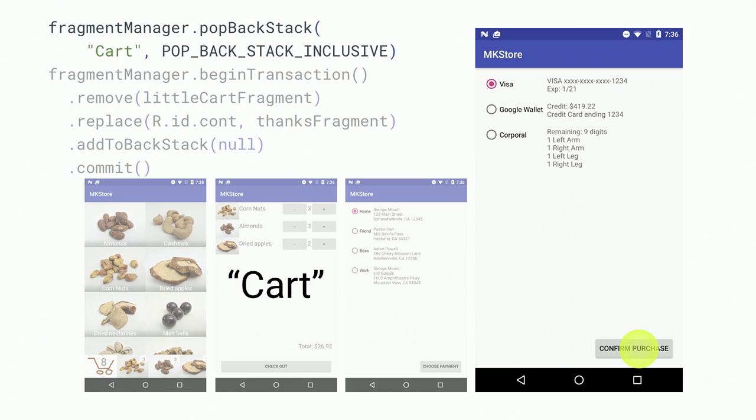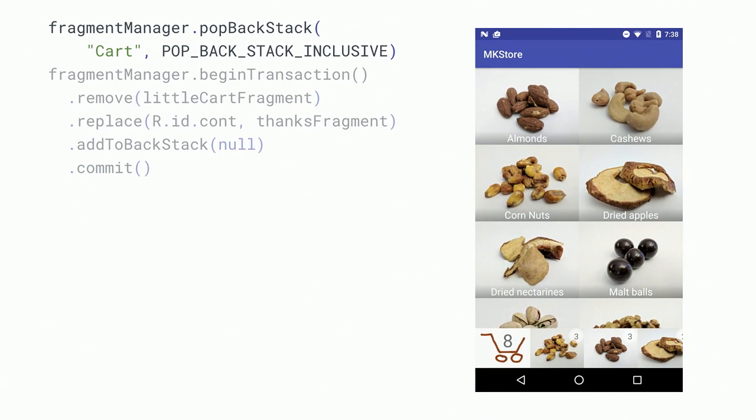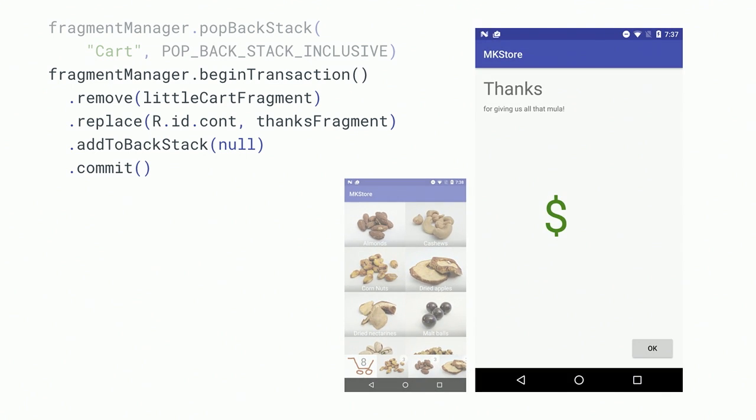Now here at the confirm purchase screen, we're going to do a couple things all at once. We're going to pop the backstack all the way back to that original cart state that we named. And because we passed the inclusive flag there, it pops that cart state also. It'll go all the way back, pop all those states, and at the same time we add this new transaction, which will replace that state with our thank you page, because we want to thank them for giving us all their money. It's pretty good. I mean, we need to thank them for giving us all their money.